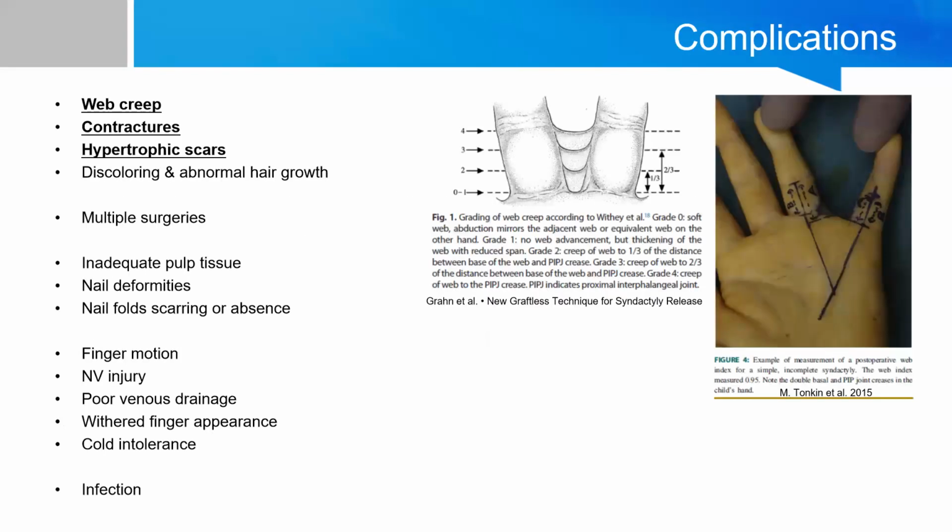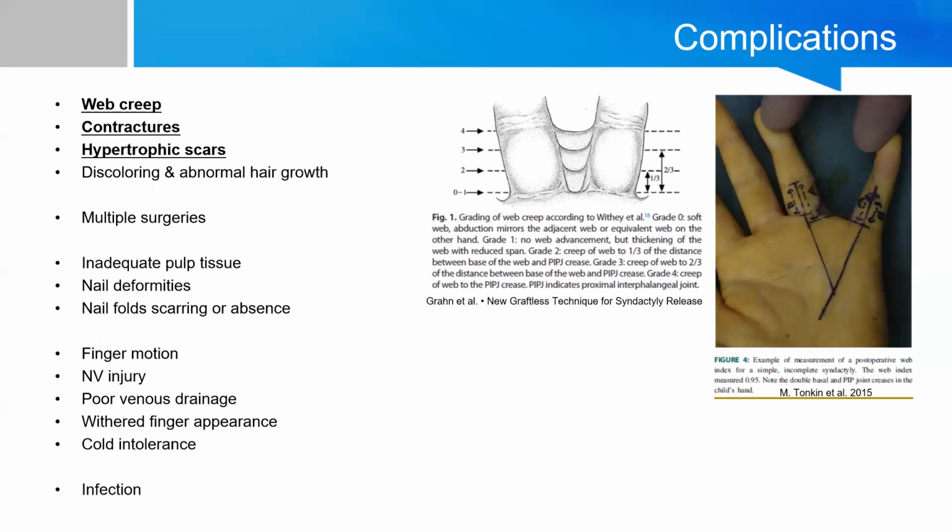The complications can be summarized into the most common complications of web creep, contractures, hypertrophic scar, discoloration, and abnormal hair growth in skin grafts. Withey has advised a classification of the web space where it goes into just thickening of the web space without any advancement, and then 1/3, 2/3, or the whole length of the PIP joint. And Tonkin tried to advise a method to properly measure this web creep on volar and dorsal aspects, to quantify it and make it a communicable way in research in the future.